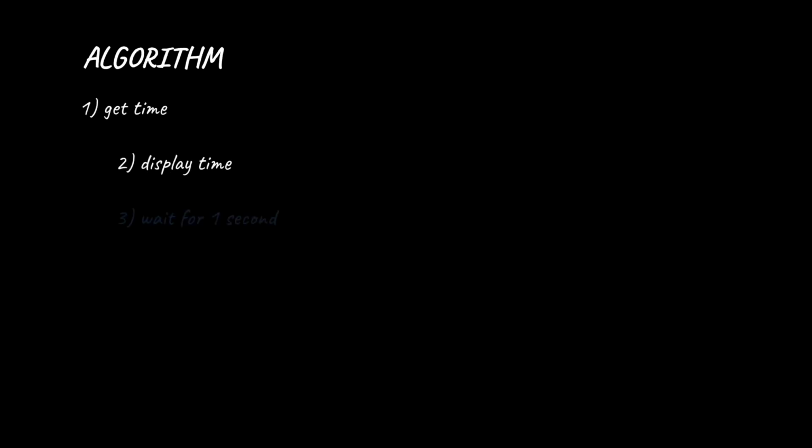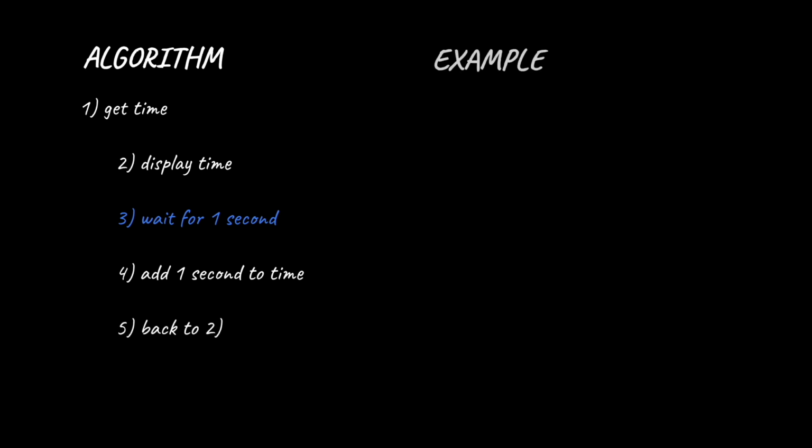Before jumping straight into coding, let's go to the board to make sure that we fully understand how the algorithm is gonna work. As a first step, we're gonna get the time, and right after, we're gonna display it to the screen. Then, as step 3, we're gonna wait for 1 second. Then, we're gonna update the time by adding 1 second, and right after, we're gonna go back to step number 2. Pretty easy, right? Let's see now a toy example.